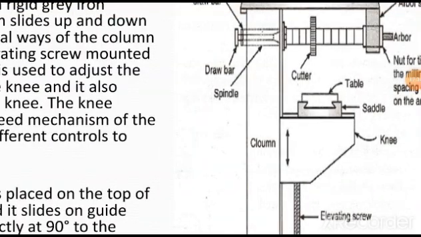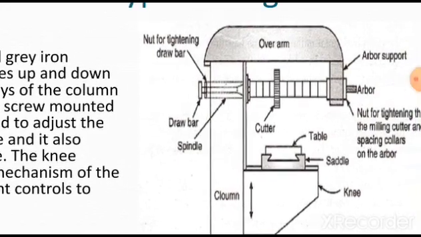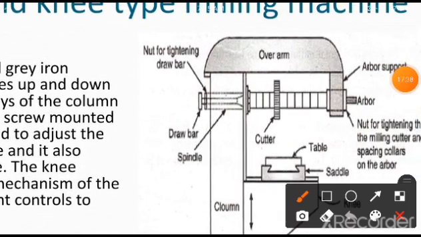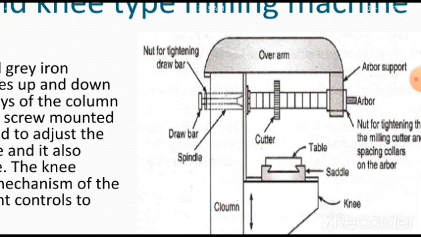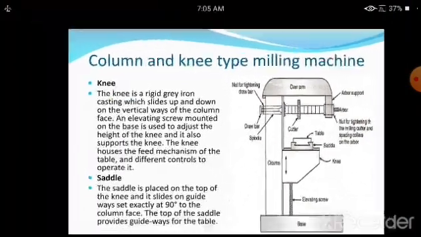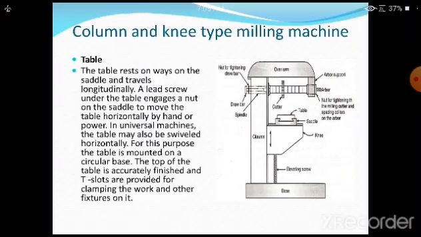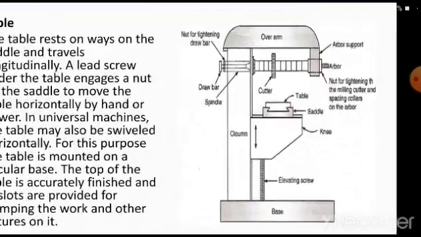This is the shape that is given on the top face. You are going to see the dovetail type guideways provided on the top face of the saddle, so that the table can be made to move conveniently in that type of guideway which is provided there. The next one coming is the table.